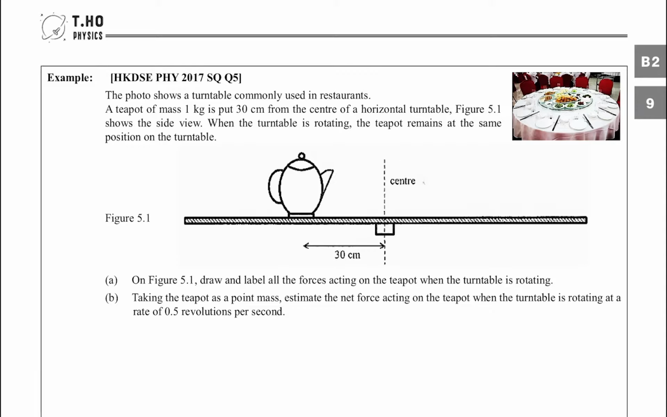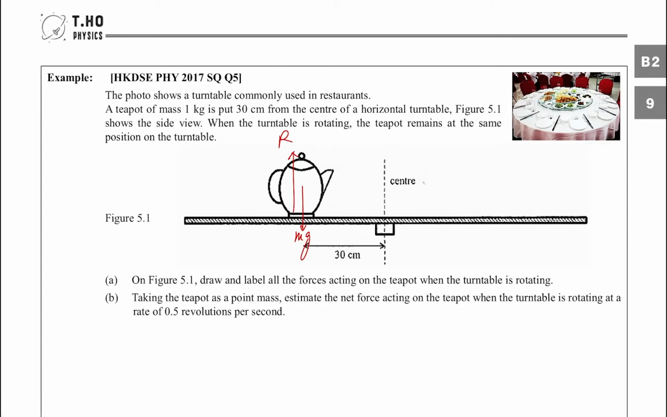Here we come to DSE Physics 2017 structure question 5. So here we have a turntable with a teapot on it, and when it rotates, part A, we have to draw and label all the forces acting on this teapot. First of all, the teapot is attracted by the earth with the gravitational force. We have mg, and also we have a supporting force that prevents the teapot from going down. So we have the reaction, normal reaction.